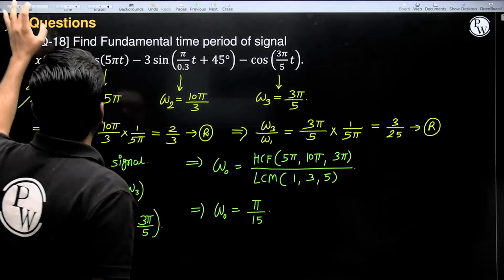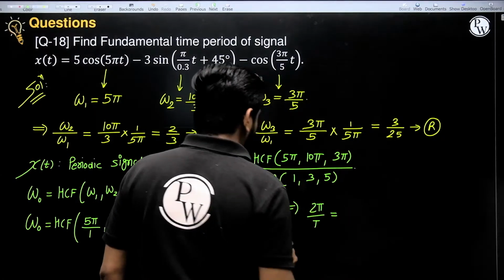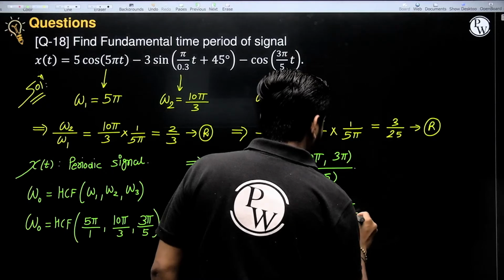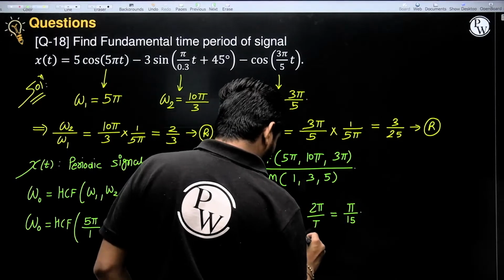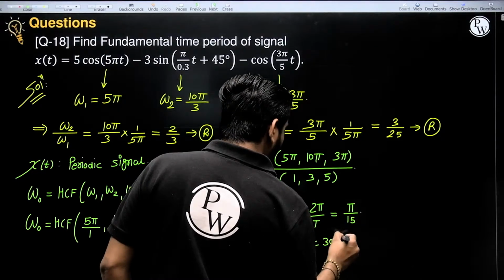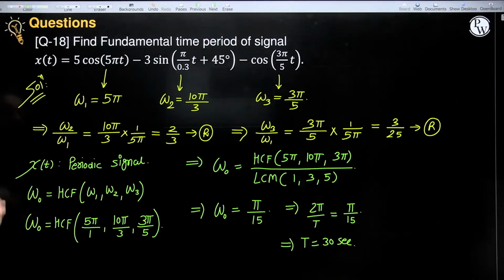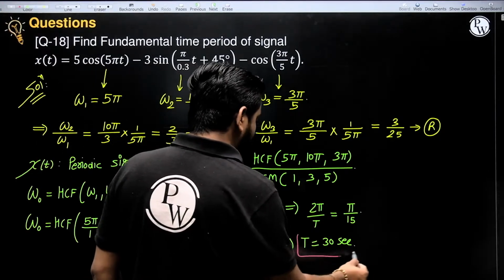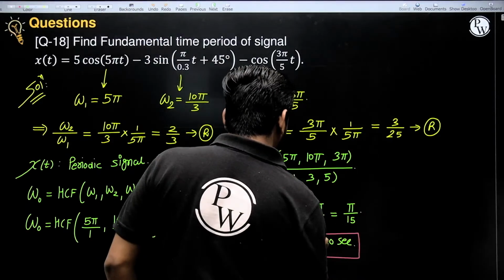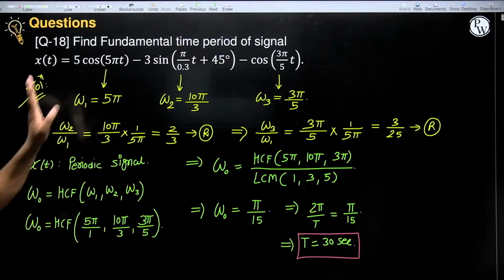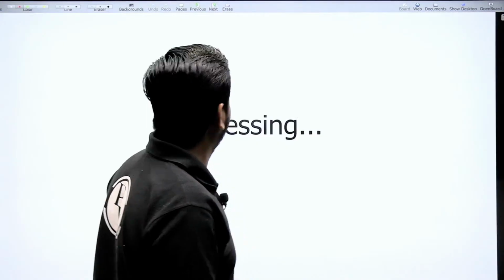Now if you want to calculate the fundamental time period, omega 0, which is nothing but 2 pi by capital T, is equal to pi by 15. Here pi gets cancelled out. Fundamental time period capital T is 30 seconds. So 30 seconds is the correct answer. It is periodic and the fundamental time period is 30 seconds, and you can cross verify also. T plus capital T, you will get x of t only. So this is a periodic signal. Okay, very good. Now next question.